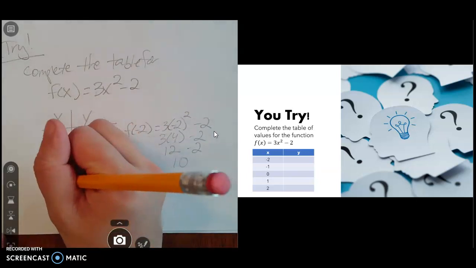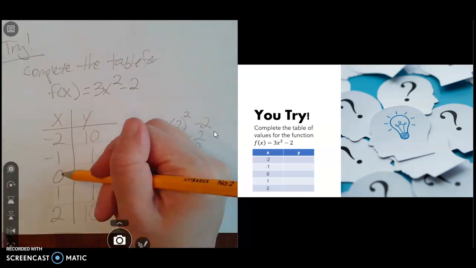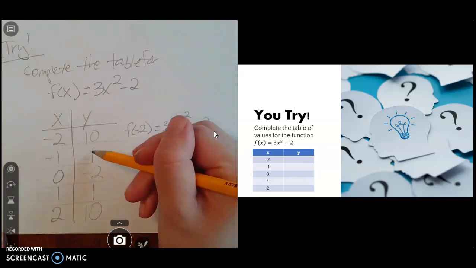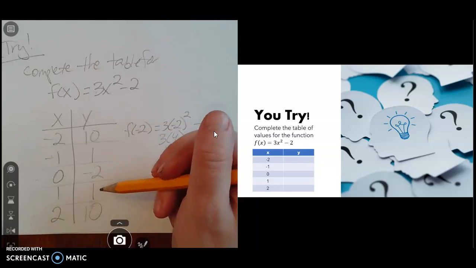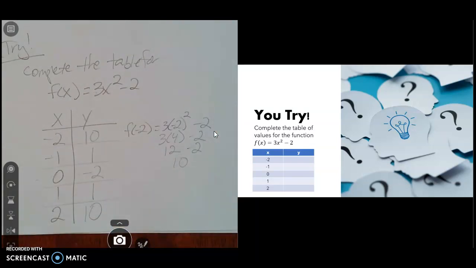You'll even notice that nice symmetry line right here when x is 0. We have 1 on each side, and then 10 for 2 and -2. So you can notice that symmetry as well.